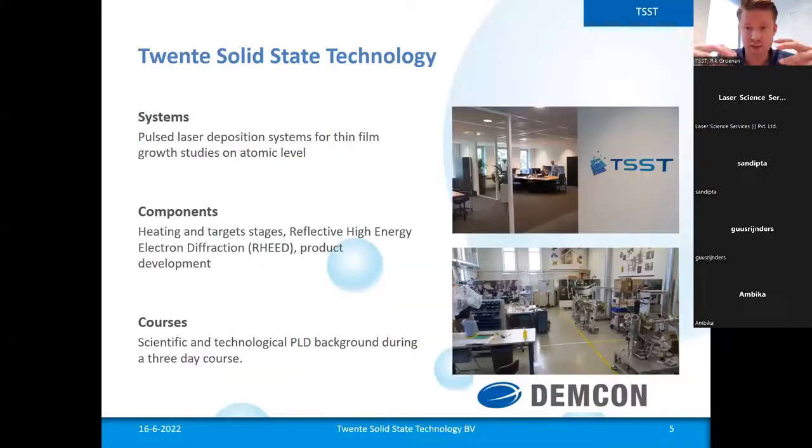Next to these systems and components, we also organize PLD courses. Before Corona, we would always have a yearly PLD course. We would invite students to come over to the Netherlands, and we have a course of about 3 days where they learn everything about PLD. Guus is also involved giving lectures on PLD, and we would work on the systems here at the labs.